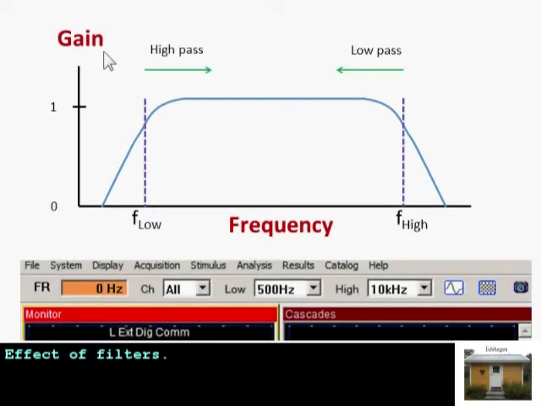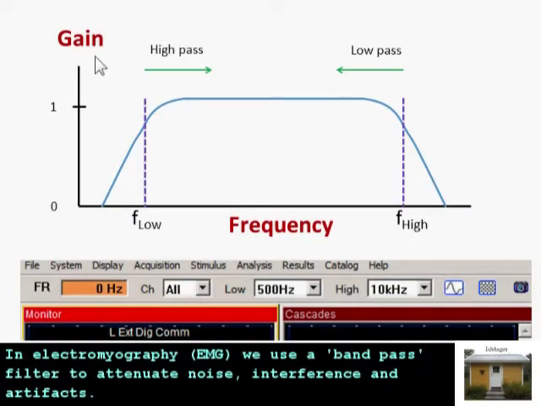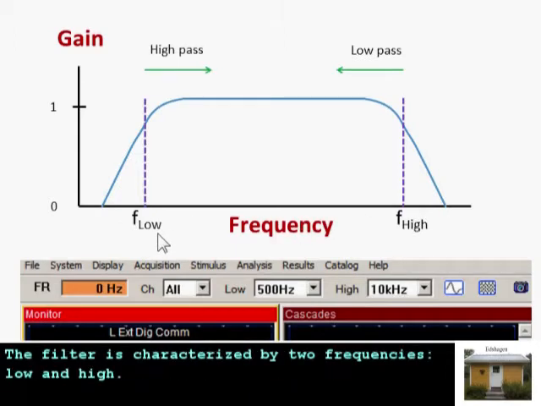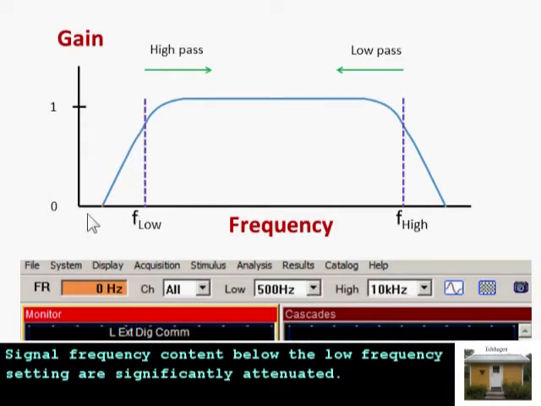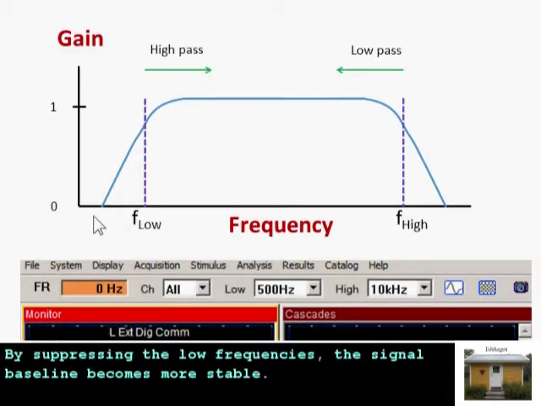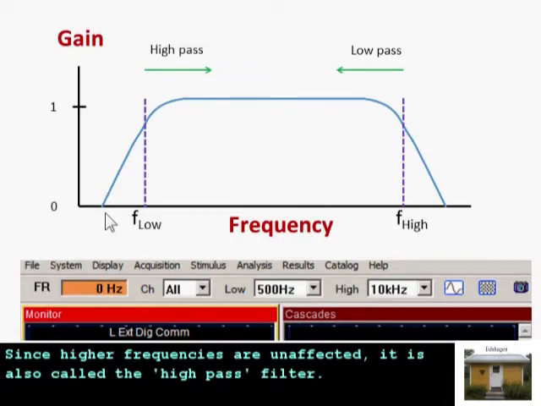Effect of filters. In electromyography, we use a bandpass filter to attenuate noise, interference and artifacts. The filter is characterized by two frequencies, low and high. Signal frequency content below the low frequency setting are significantly attenuated. By suppressing the low frequencies, the signal baseline becomes more stable. Since higher frequencies are unaffected, it is also called the high-pass filter.